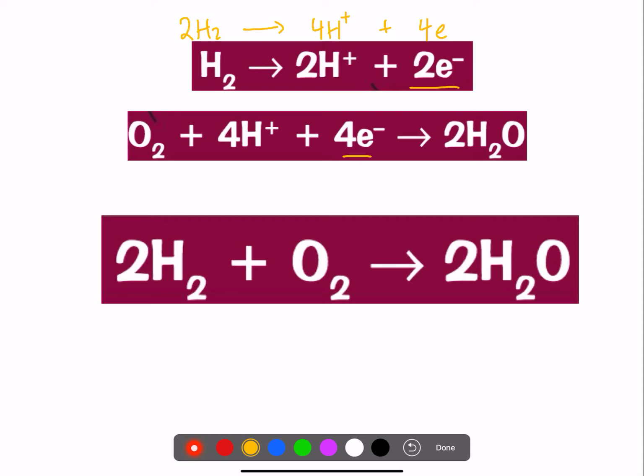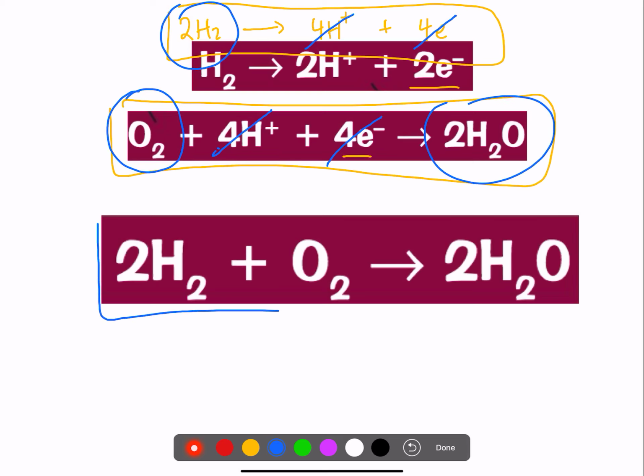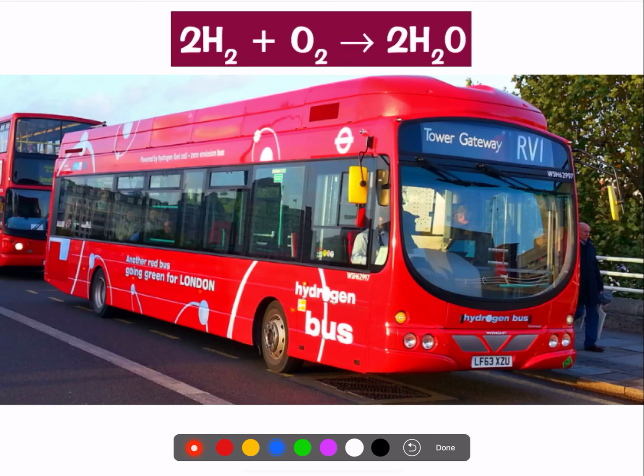So now we can take this equation and this equation and then cancel out what appears on both sides. So for example, this and this cancel, the 4 electrons and this cancel, so that leaves you with 2 hydrogens and an oxygen, making 2 waters, and that's the final. So if they ask you to write the overall equation, it's the bottom one. So again, that's the overall equation.